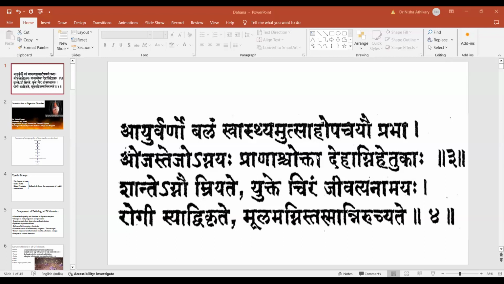So starting with Agni Deepana with the Agnitundi Vati, Chitrakadi Vati, then giving one Anulomana with the Avipattikara Churna. That is how you cleanse it. Then you have to strengthen the GIT. That is by giving Jira Kavale. Before that Takra, then Jira Kavale.